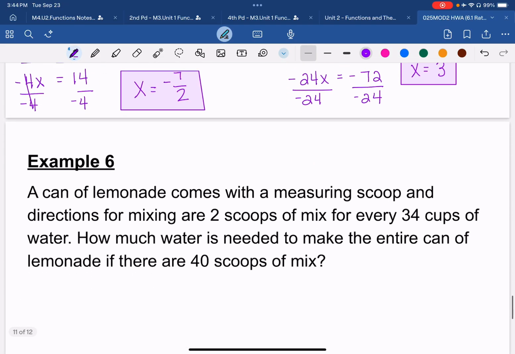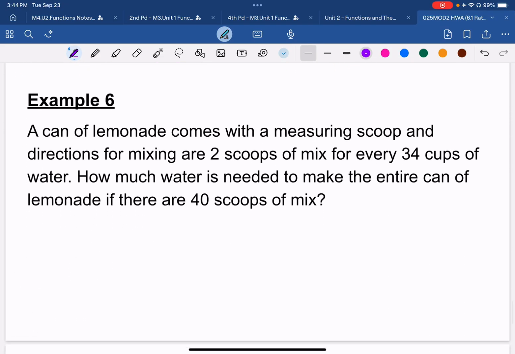Let's look at a couple of word problems. So example 6 says a can of lemonade comes with a measuring scoop, and directions for mixing are 2 scoops of mix for every 34 cups of water. How much water is needed to make the entire can of lemonade if there are 40 scoops of mix?